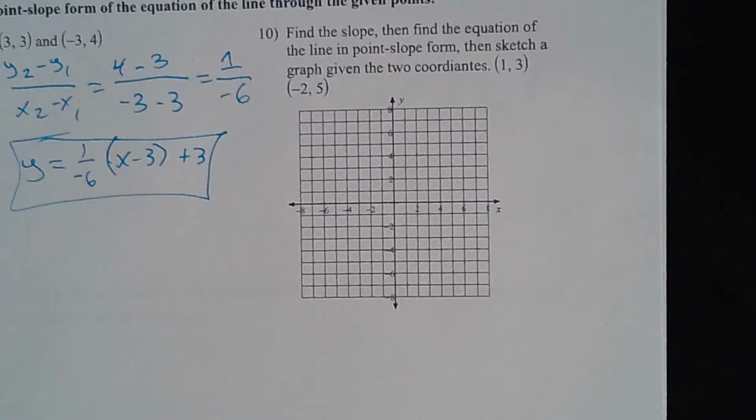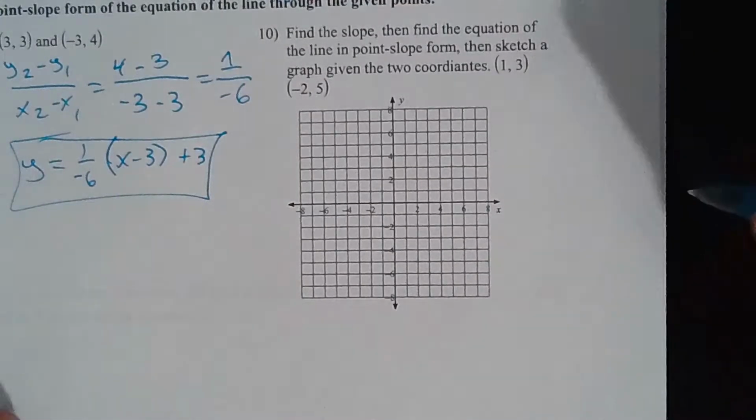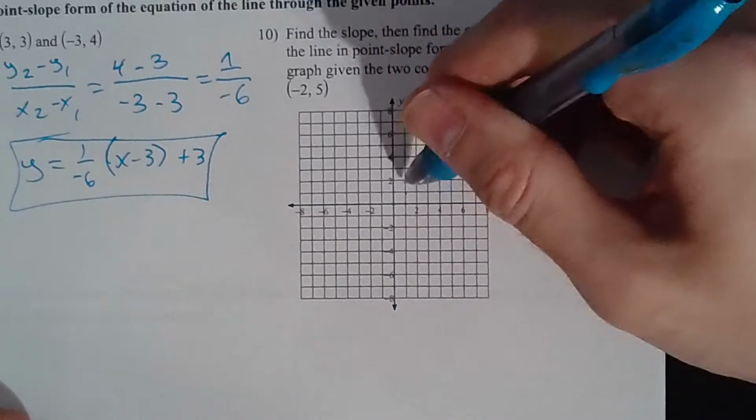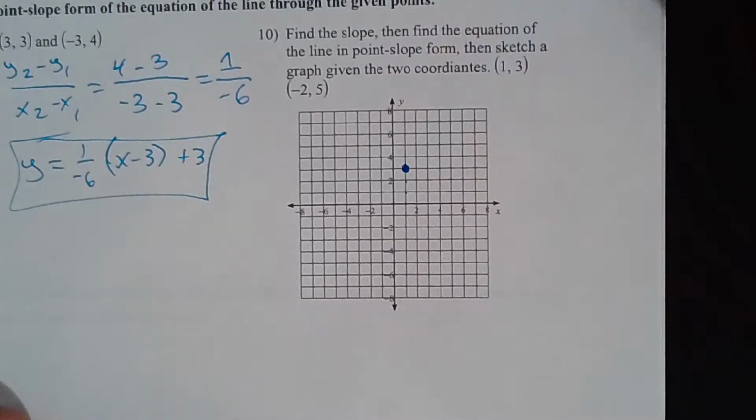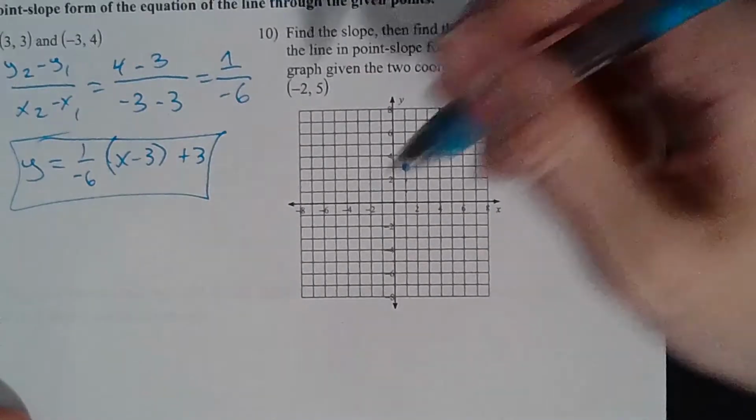You can actually do this problem backwards. I think it's easiest to do it backwards, actually. So start at the 1, 3, graphing it. There's our 1, 3. And then negative 2, 5.